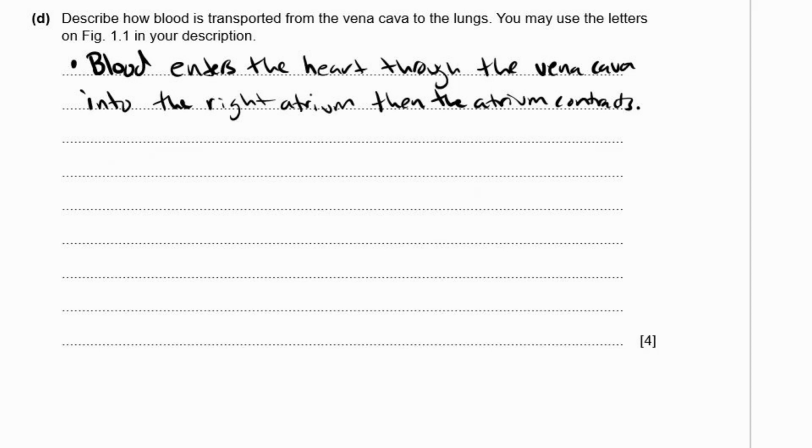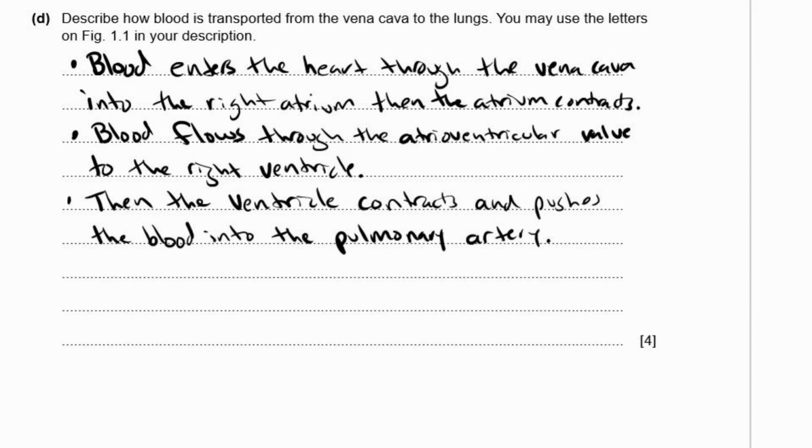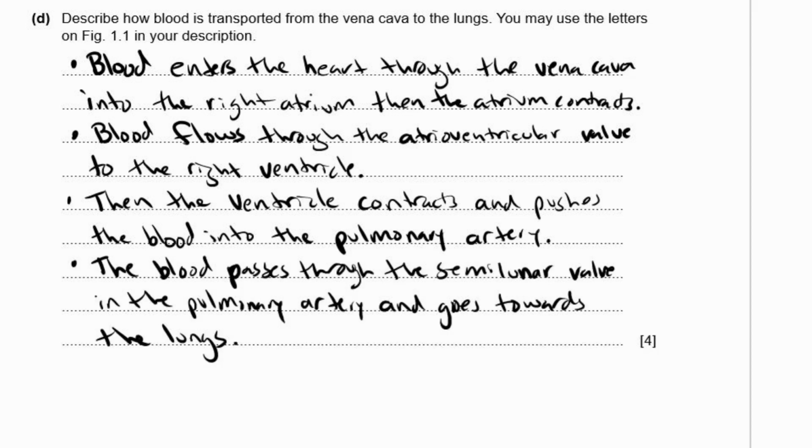So the blood enters the heart through the vena cava, goes into the right atrium, then the atrium contracts. Blood flows through the atrioventricular valve to the right ventricle. Then the ventricle contracts and pushes the blood into the pulmonary artery. The blood passes through the semilunar valves in the pulmonary artery, and goes towards the lungs. Now, you may use the letters on figure 1.1 in your description. Only do that if you are 100% sure that you won't make some sort of crossover mistake. It's very easy to just write in the wrong letter. If you already know the names, just write in the names.